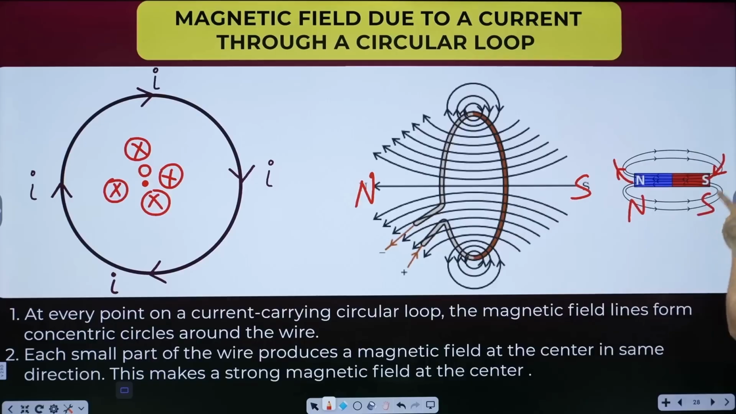It's like a bar magnet. Field line enters south, it exits from north. So it looks similar. Okay.